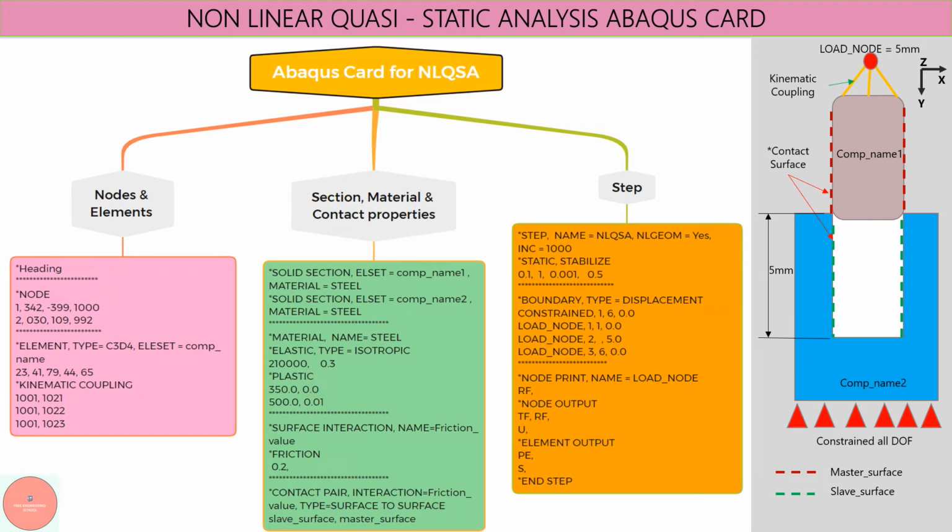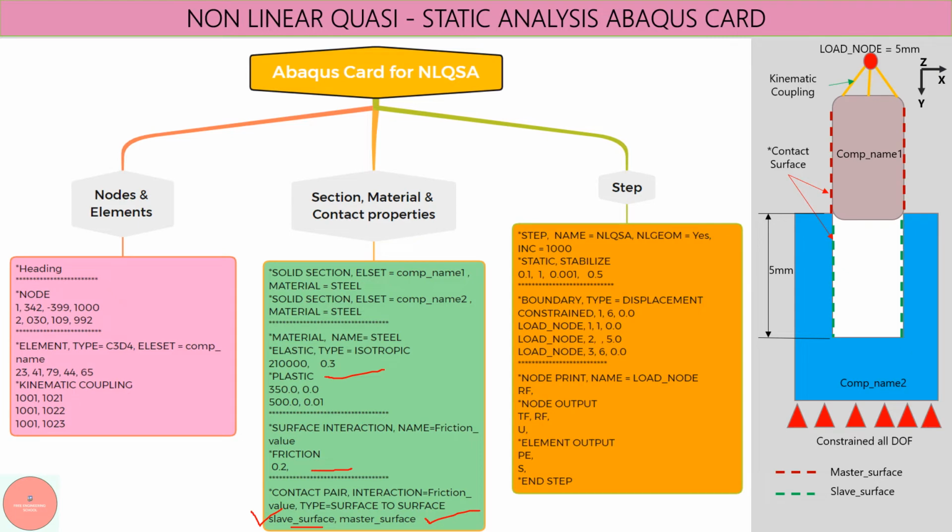We have taken plastic material properties like yield and ultimate with respect to percentage change in elongation. We have given a surface interaction with friction of 0.2, and a contact pair interaction with respect to the friction. We have created a surface to surface contact with a slave surface and a master surface. While creating the contact, we need to first take the slave surface and then the master surface in Abaqus. This is the thumb rule for selection of contacts.